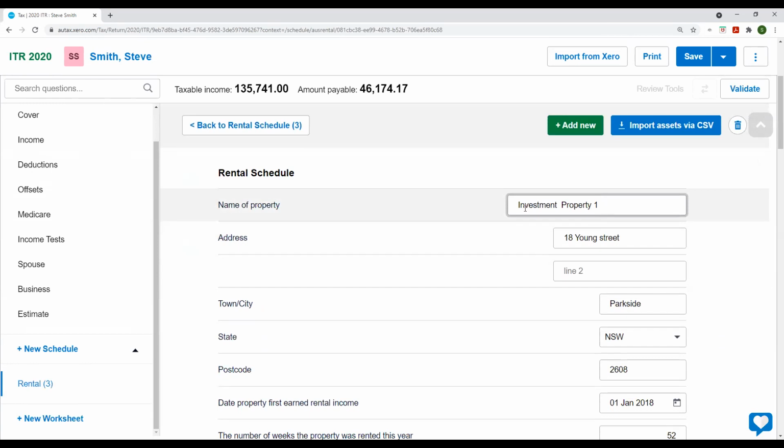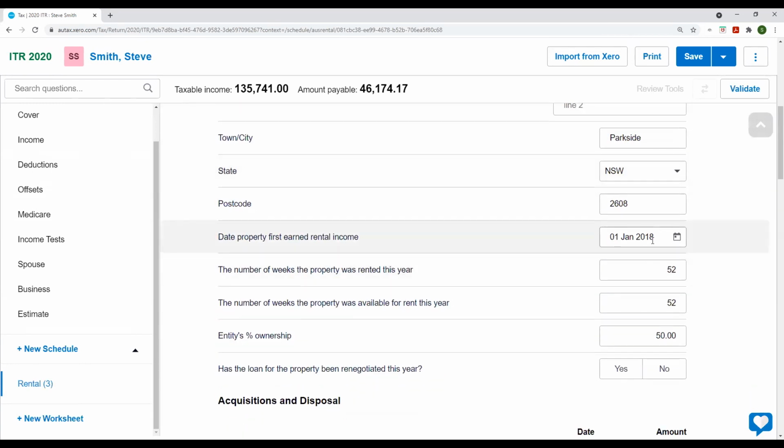You put in investment property one, whatever the address, right? You complete it. Now we will come back to the first question: the date the property first earned rental income. Let's put in 1st of January 2018. So this is the critical date. Why is this the critical date?